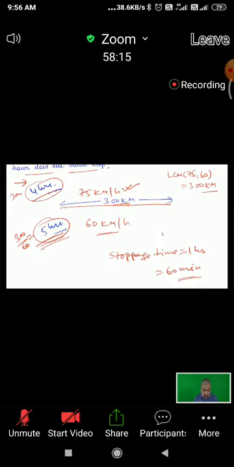Jaya Kumari, I have told you why we need to divide by 5, because in 5 hours the stoppage time is 1 hour. In 4 hours there is no stoppage time. That's why we need to divide by 5, not by 4.